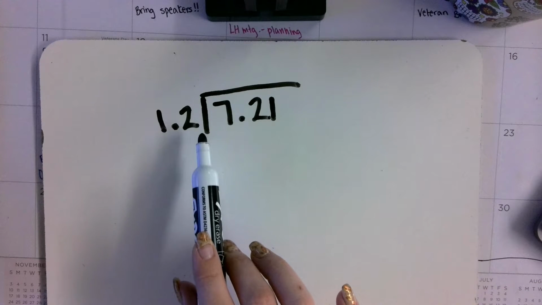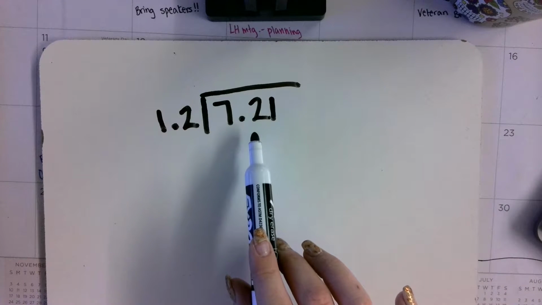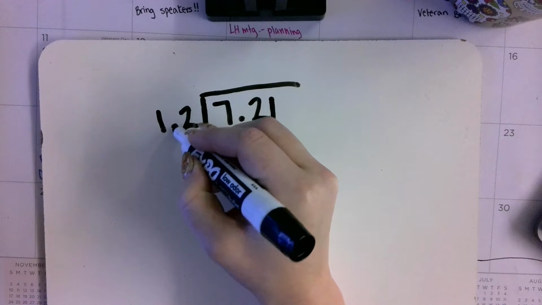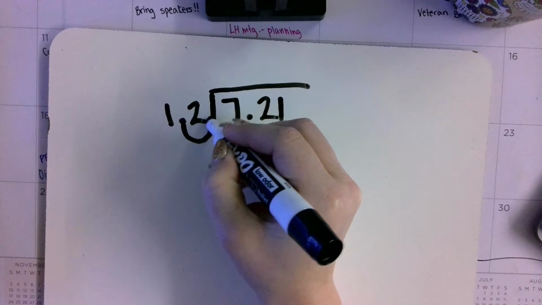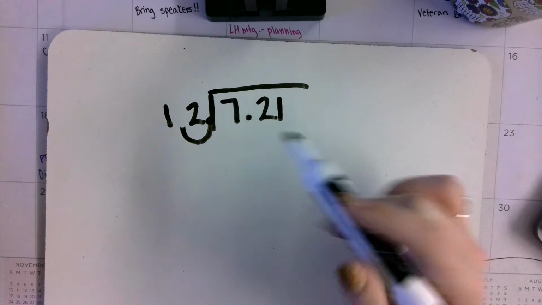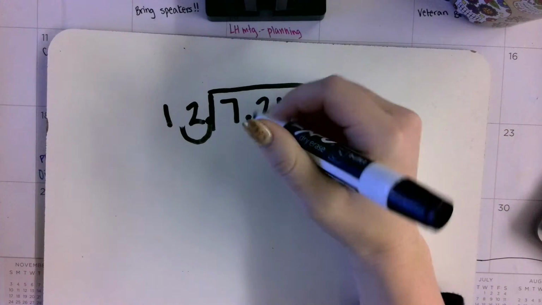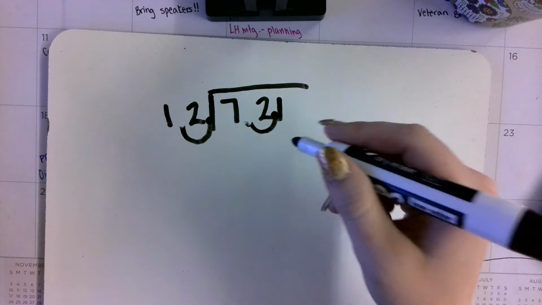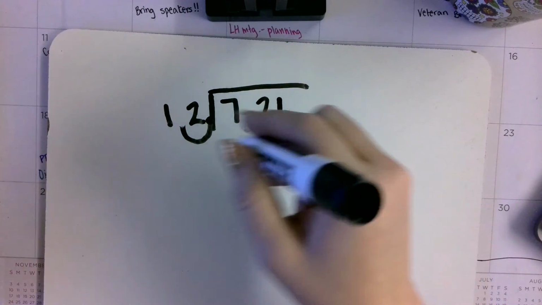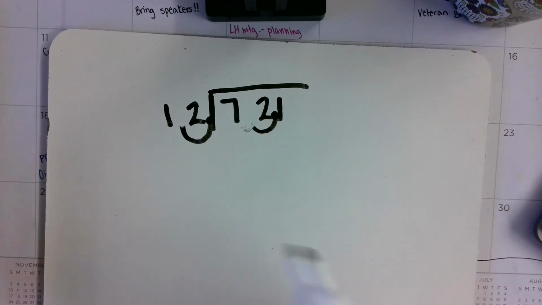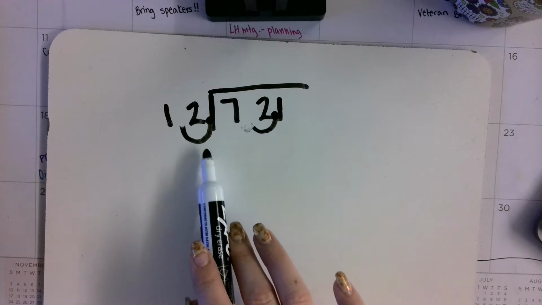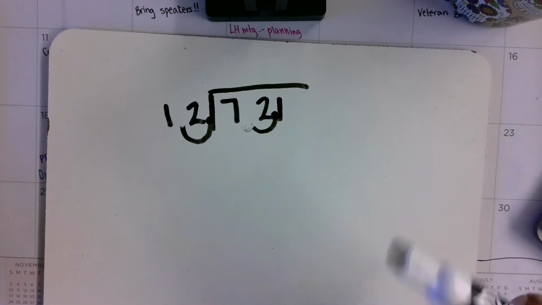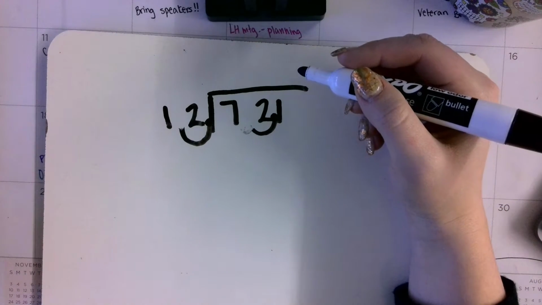But we can't just do it to this number, we also have to do it to the inside number. So for 1 and 2/10, I have to move it one time to make it 12. But since I moved it one time on the outside, I have to move it one time on the inside as well. So now it's going to be 72 and 1/10 divided by 12. And essentially what we did is we multiplied both of these numbers by 10. Since we moved the decimal one time, we just multiplied both by 10. So that's why it's still going to give us the same answer.